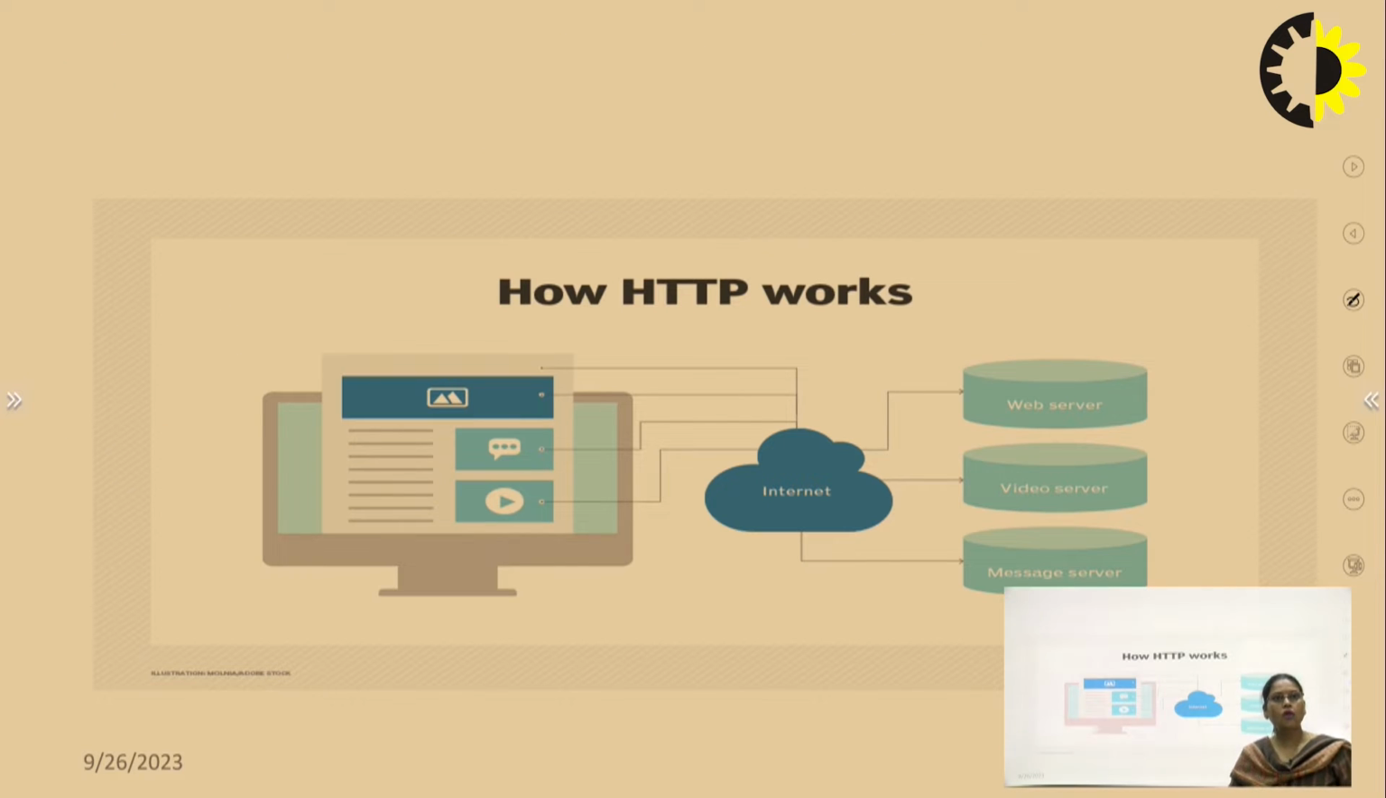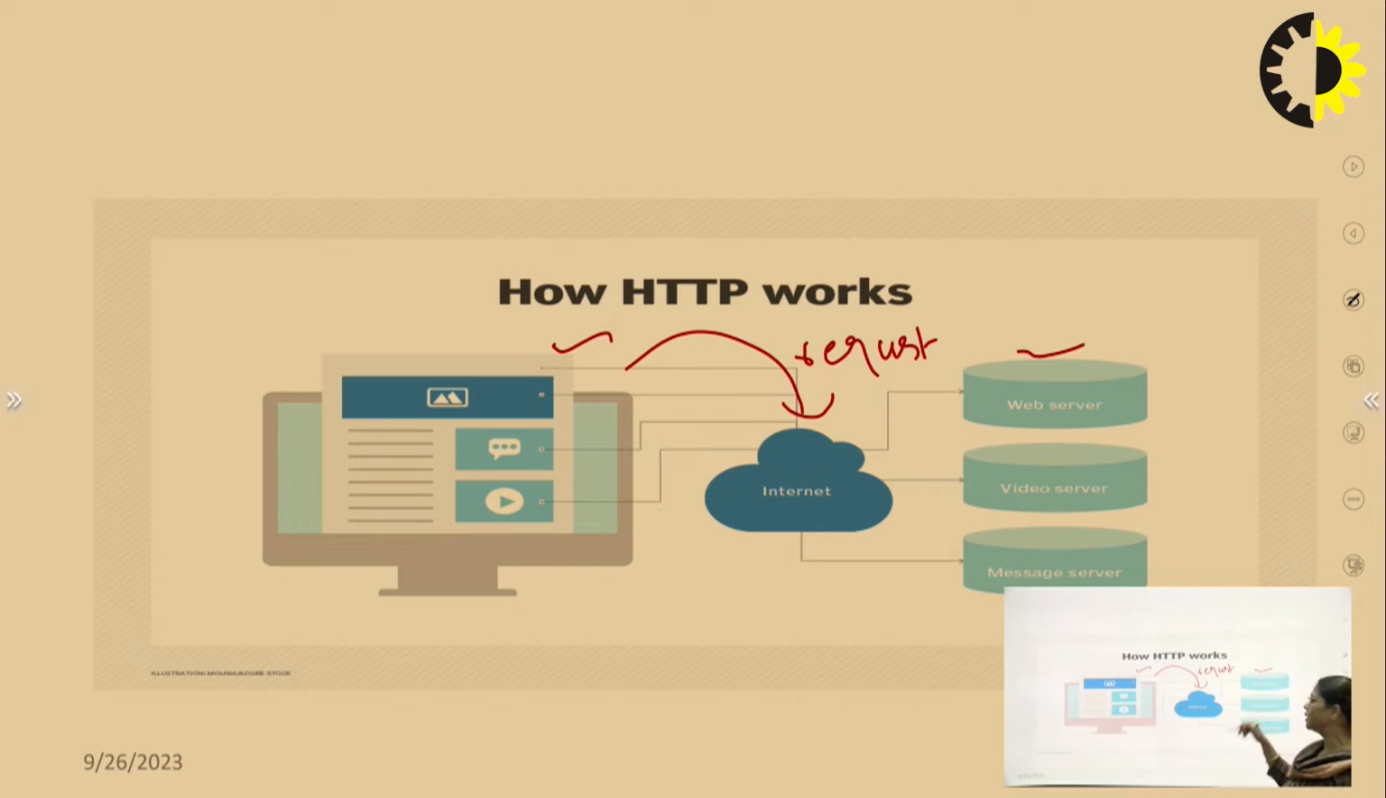So how does HTTP work? As I have already discussed, one is a client machine and one is a server. If the client sends an information request, the request will go through the internet to the server. Depending on what type of request it is, it will go as per the server requirement. It will go to the web server or video server or message server. Then the server will send the response to the client as per the request which was received.